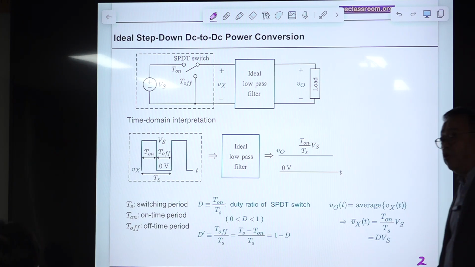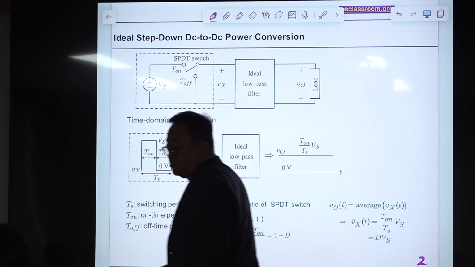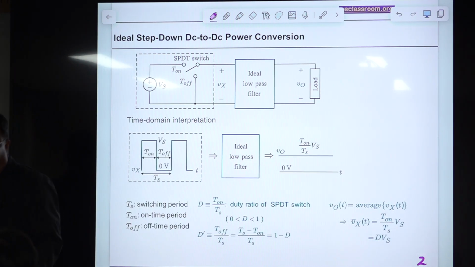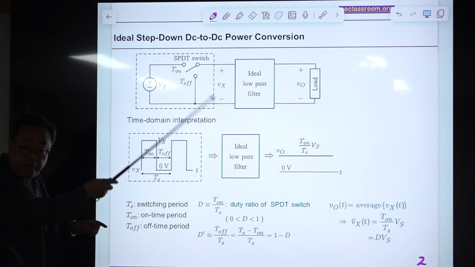Some undergraduate students ask a strange question: why is there a DC to DC converter? You already have DC, so why are you changing DC to another DC? Because the voltage level is different. For example, we have a 24 volt battery, but some equipment requires 5 volts. Then you should step down this voltage to 5.